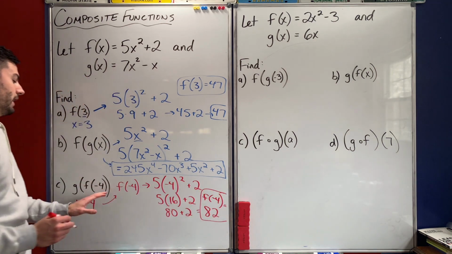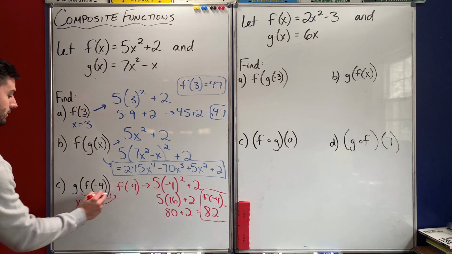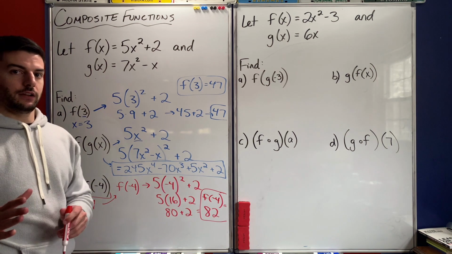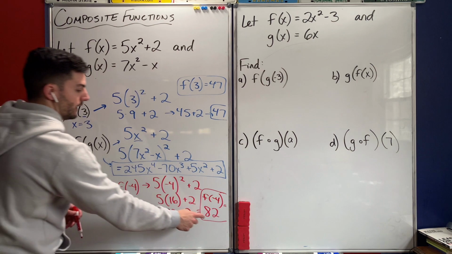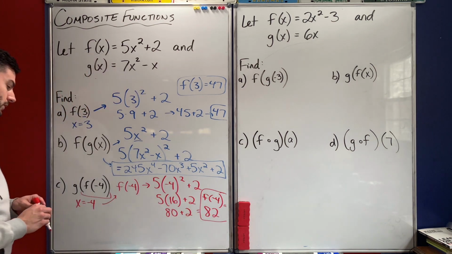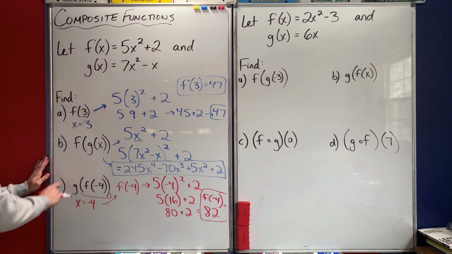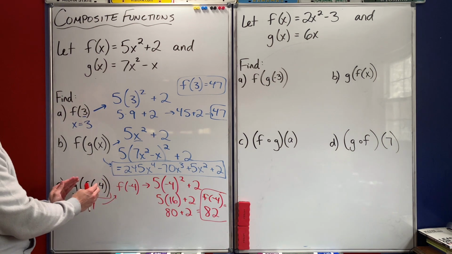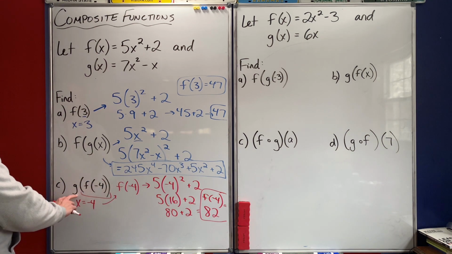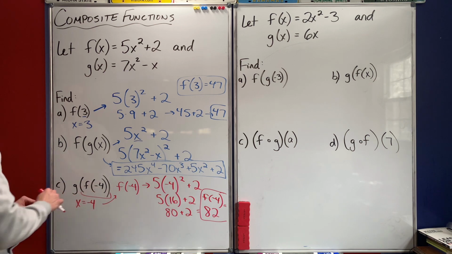So that would be just this. I found f of negative 4. I found that when I plug negative 4 into the f equation, I get 82 as an answer. But what it's telling me to do in all of this is find that f of negative 4 answer, and then, as the last step, take that answer and plug it in for g.